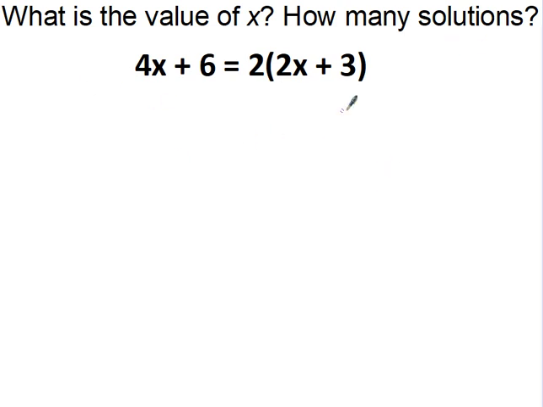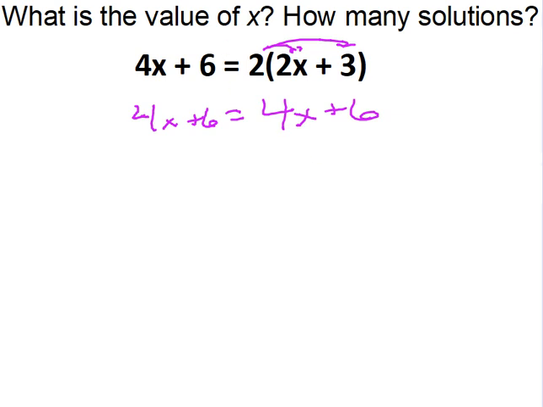So I'm going to simplify the left and simplify the right. The left side is all the way simplified, 4x plus 6. So I have to simplify the right side by doing some distributive property. 2 times 2 is 4x, 2 times 3 is 6. So I get 4x plus 6 equals 4x plus 6. Perfect. If I look at it, the left side and the right side are the exact same thing.